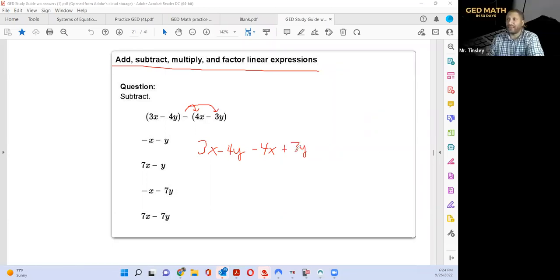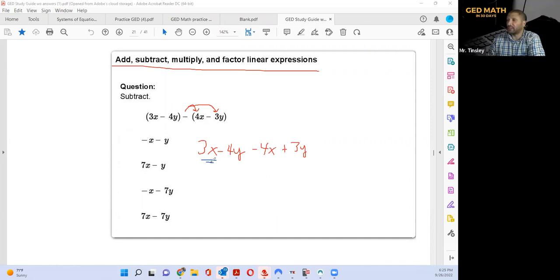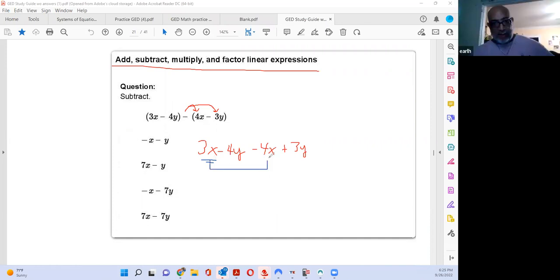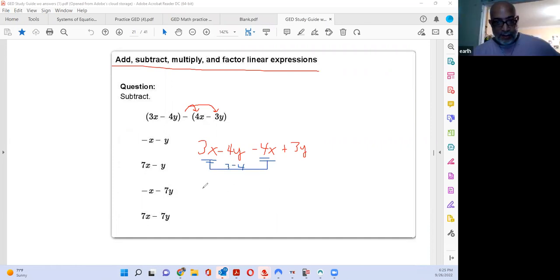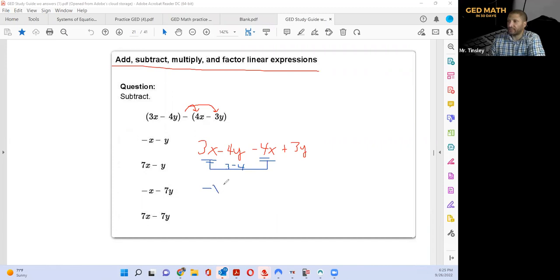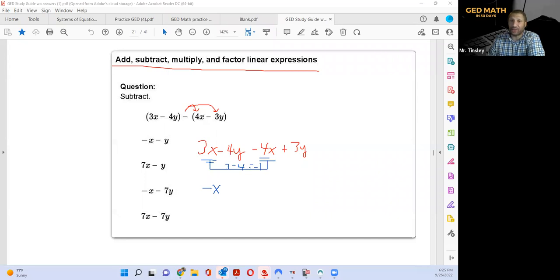Then you're combining like terms. Whatever are our like terms here? 3x and negative 4x. So we look at the coefficients. What's 3 minus 4? Negative 1x. It's because 3 minus 4 is negative 1, so we don't need that 1 in front of x. So it's negative x.